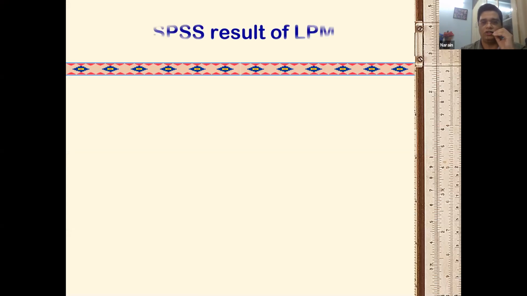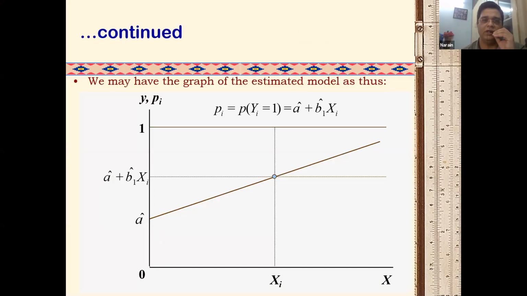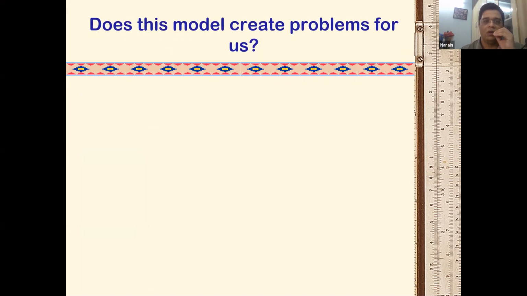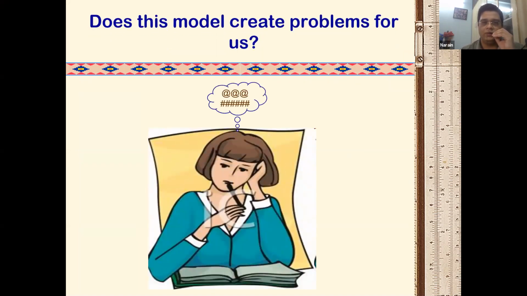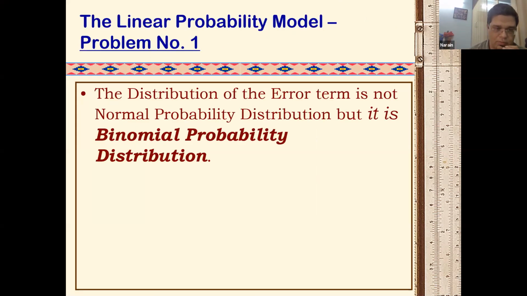So this was the result I just showed you using SPSS, where a linear regression line is the fit line. Can you have any other problem when running this kind of regression model? The answer is yes. There are typically four problems which you might encounter.